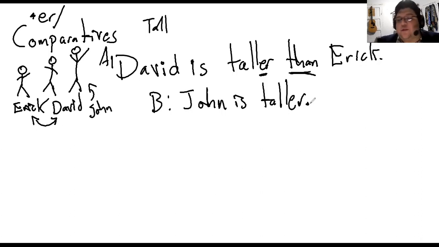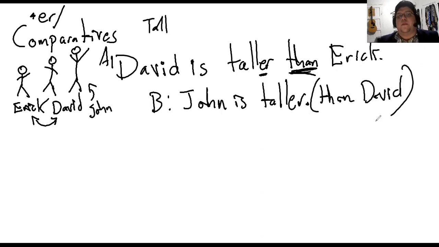You don't really have to add more to it unless you want to be more specific. Okay? But you could just leave it and be done with it. Right? You can add "than" if you want to be a little bit more specific. For example, John is taller than David. Okay? It's fine, but you don't have to. You can just leave "John is taller," and we already know who you're comparing it to. Okay?